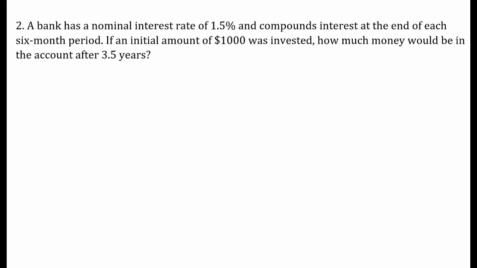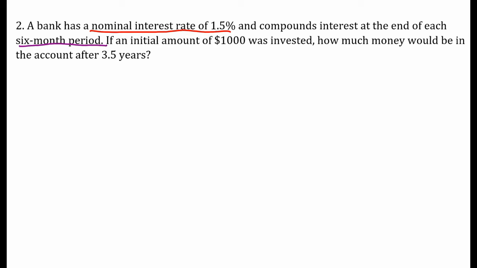Number 2, a bank has a nominal interest rate of 1.5%. So nominal interest rate is the yearly rate, and every year the nominal rate is 1.5%, and it compounds interest at the end of each 6-month period. So we're not compounding annually. Every 6 months I get that interest. If an initial amount of $1,000 was invested, how much money would be in the account after 3.5 years?